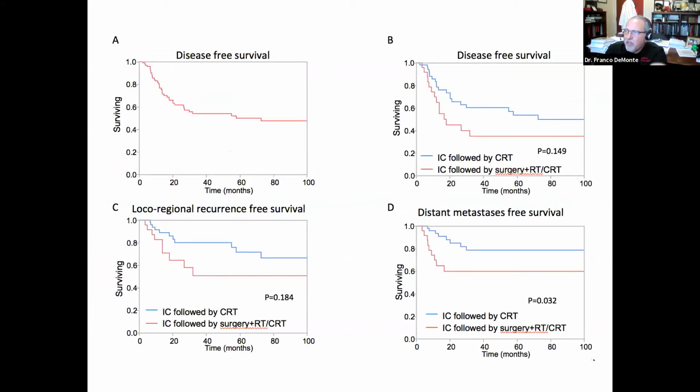What we think is happening here is that by proceeding with chemoradiation therapy following the induction, we are diminishing the incidence of local regional recurrence and distant metastasis, and thus favoring survival in those patients. Because when you follow the induction with surgery, there's a significant downtime where the patient is not being treated following his operation. And we think that's where the window of opportunity for the disease to spread occurs.